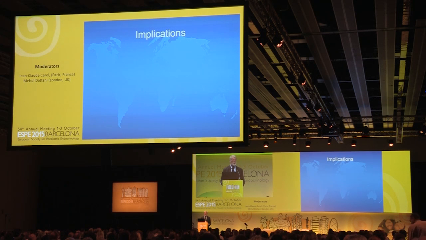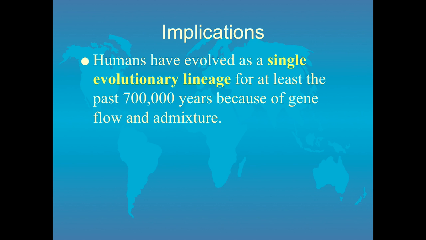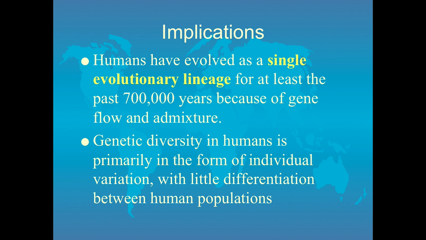Now, what are the implications of this model of human evolution? First of all, humans have evolved as a single evolutionary lineage for at least the past 700,000 years because of gene flow and admixture. It also means that genetic diversity in humans is primarily in the form of individual variation. I'm different from you, and that's where most of the genetic variation lies. And there's actually very little differentiation between human populations.